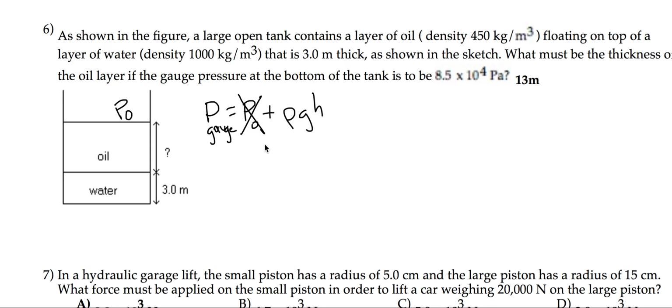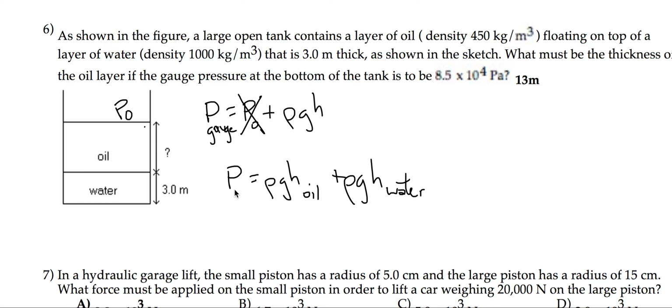So the way you're going to set this up is the gauge pressure at the bottom is going to be due to both of these layers. So it's going to be equal to rho g h for the oil plus rho g h for the water. Remember that rho g h stands for the pressure due to the weight of the layer of that liquid. So what we're going to do next is just plug in the numbers.